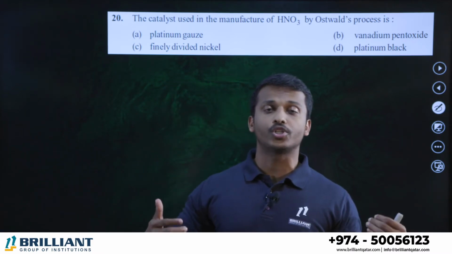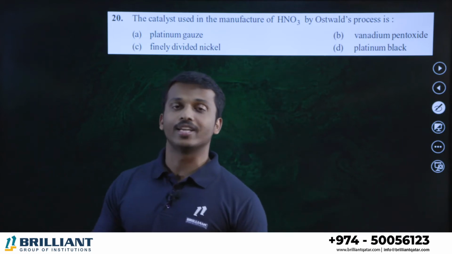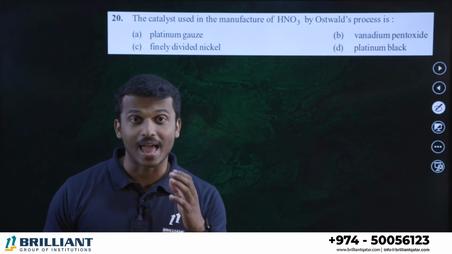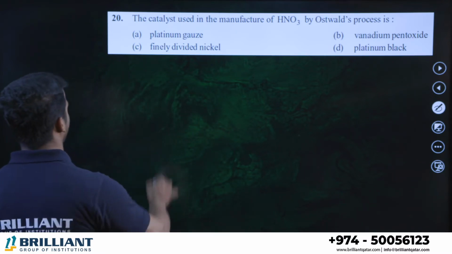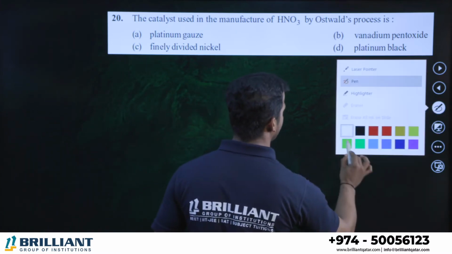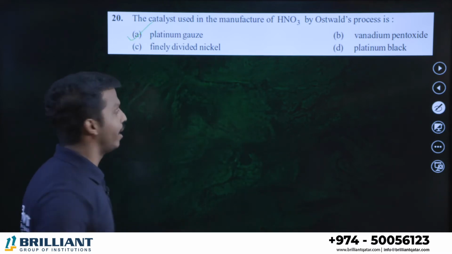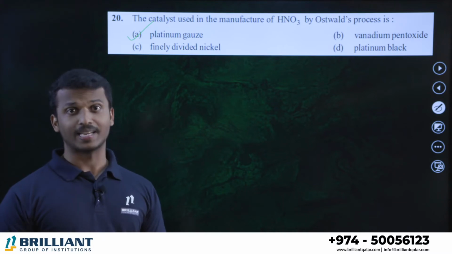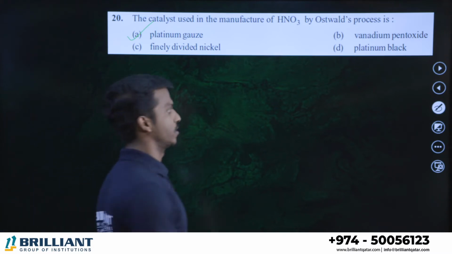The industrial commercial preparation of nitric acid is known as what? The Ostwald process. What is the catalyst used? You may have studied platinum gauze, right? At high temperature, platinum gauze. Your answer is option A, platinum gauze. It is the catalyst used in the manufacturing of nitric acid through the Ostwald process.